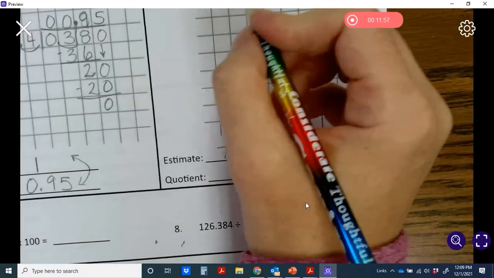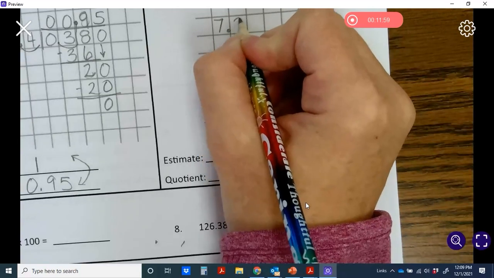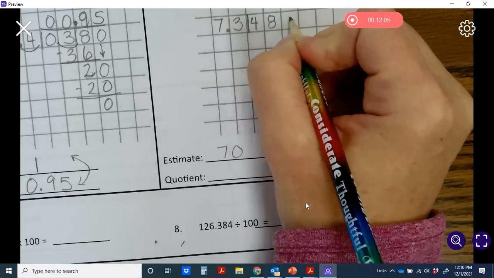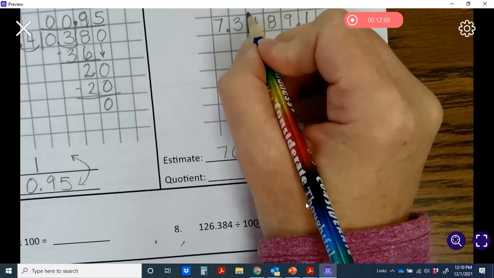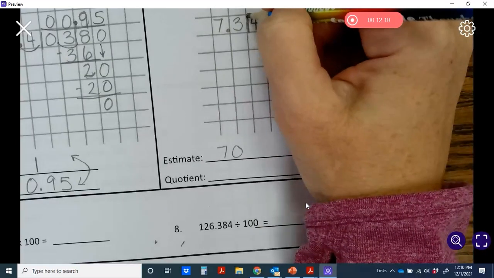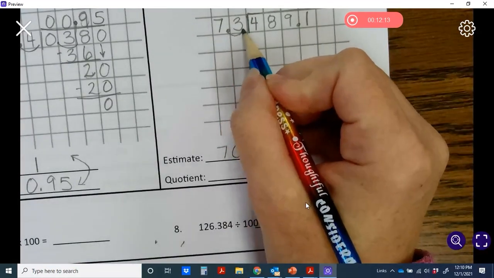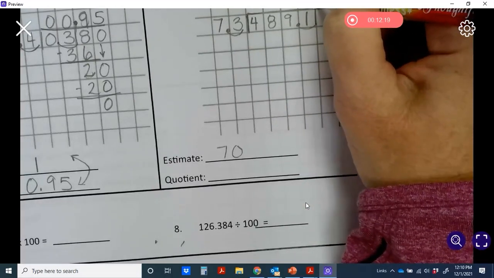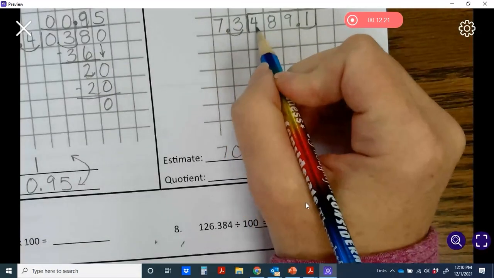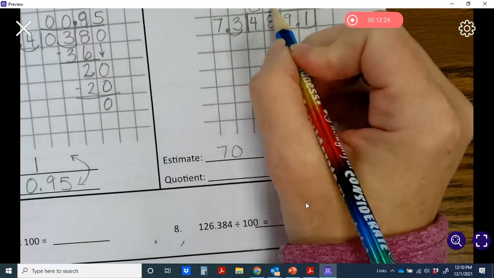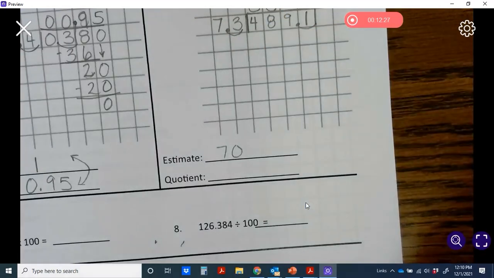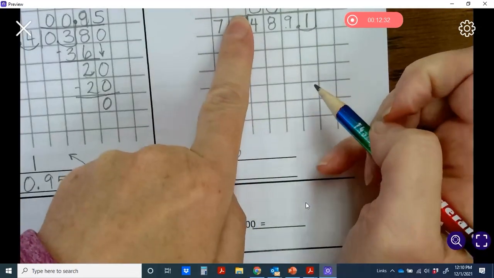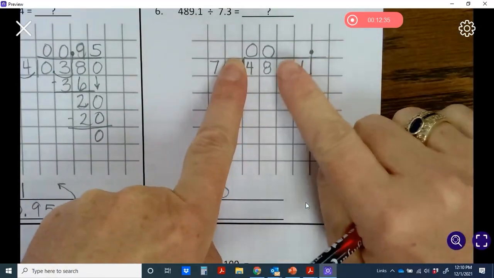Okay, so now we have 7.3. Okay, and we have 489.1. Okay, we're going to bring this decimal point over 1 and over 1, and we bring it right up into our quotient. All right. 73 cannot divide 0. It cannot divide 48. So it can divide 489. So what I do is I cover up the 3. Oops, what am I doing? Cover up the 3, cover up the 9.